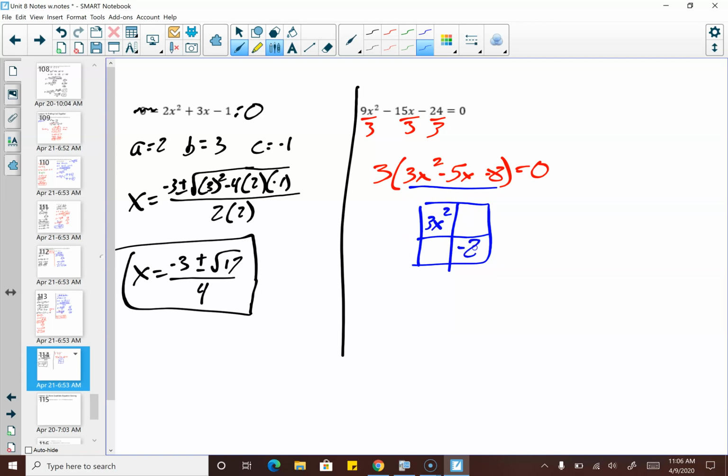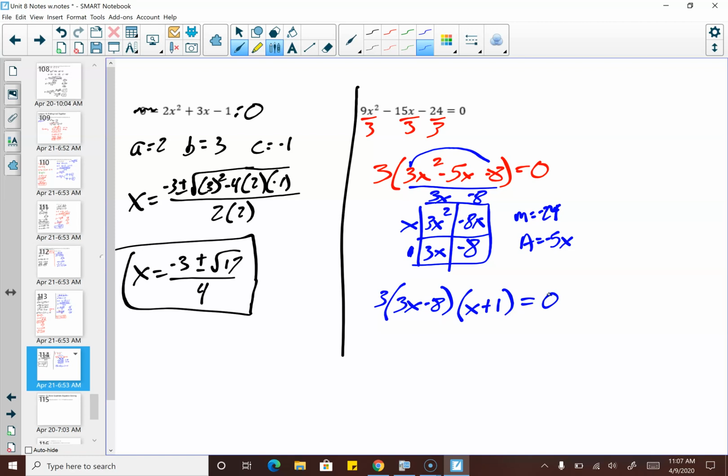So 3x squared and negative 8. 3 times negative 8 is negative 24, and they have to add to negative 5. So the numbers that do that are negative 8x and a 3x. So if we go to GCF, the top row here, all we can take out is an x. Well, x times 3x is 3x squared. X times negative 8 is negative 8x. 3x times 1 is 3x. And 1 times negative 8 is negative 8. So we have 3 still out in front as our GCF. And then our first parenthesis is 3x minus 8. And our second parenthesis is x plus 1.